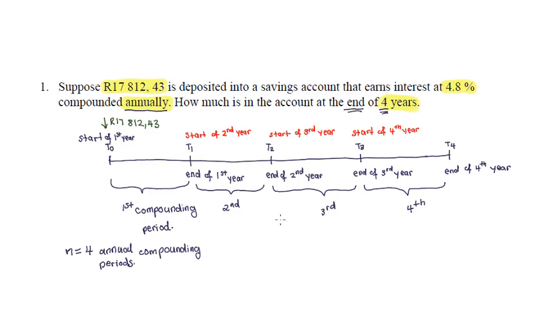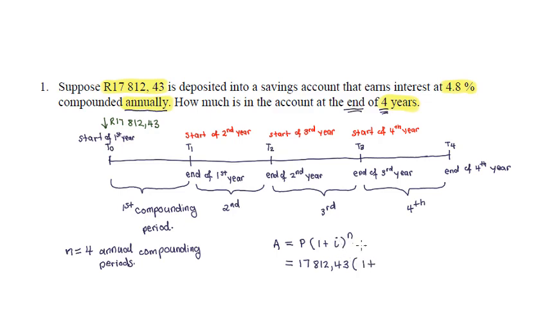So we know that at T0, that's when the person put in their lump sum of money, which is the 17,812 Rand and 43 cents. From here, we all know what to do with this. We just plug it into the compound interest formula: A equals P into 1 plus i to the exponent of N, where N is these 4 annual compounding periods, or whatever it's going to be based on your compounding period. And it's usually easy to evaluate because we just multiply by the compounding period.